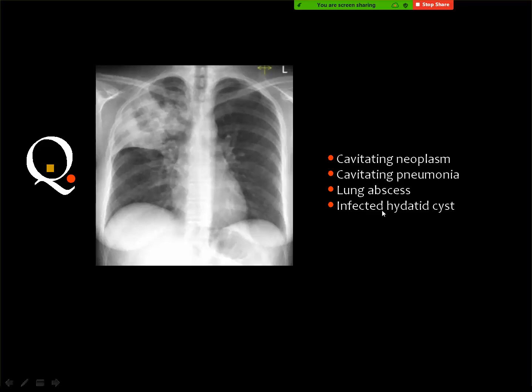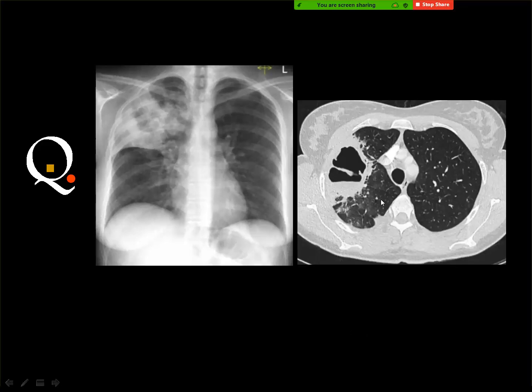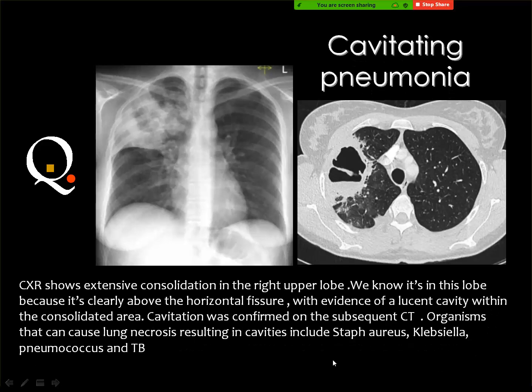No history. Yes, you can select one of these. Cavitating pneumonia. Yes, you are right. I have mentioned before that pneumonia has a sharp border with the fissure. This is a very important sign to differentiate it from malignancy and other possibilities. You see the cavity with some septation inside, but the inner wall is extremely smooth, and you have some air fluid level inside.